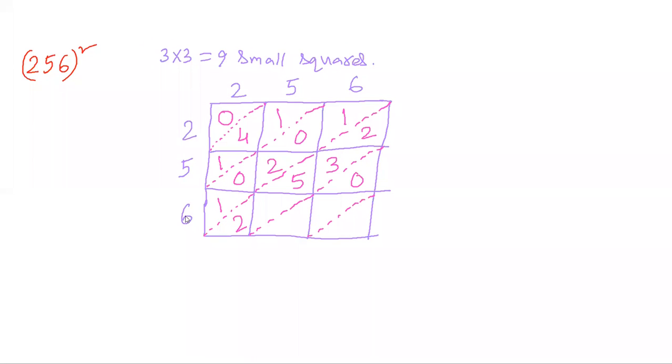Now we'll consider this 6 and this 5. 6 into 5 is 30. That result we have to write in this place. So here we'll write 3, here 0. And finally we'll take this digit and this digit. 6 into 6 is 36. That result you have to write in this place. So here we'll write 3 and 6.